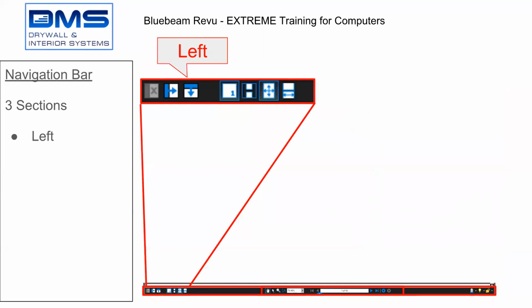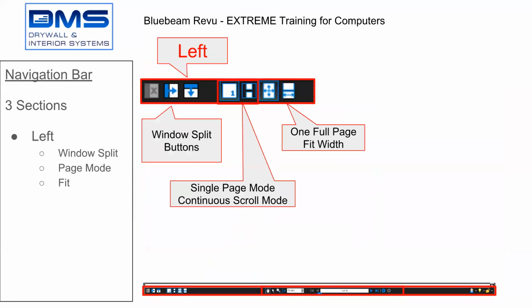The left section has a set of buttons. Those buttons on the left-hand side allow you to do a window split. And I'll show you an example of that later in the presentation. So you can split your windows up from top to bottom, left to right, if you want to bring that document up and look at multiple different parts of the pages at the same time.